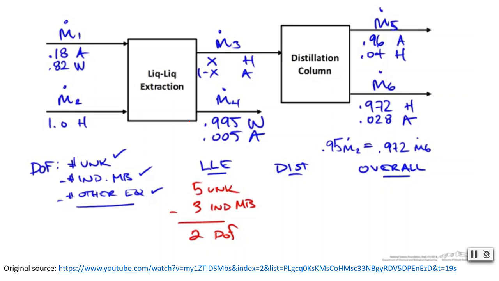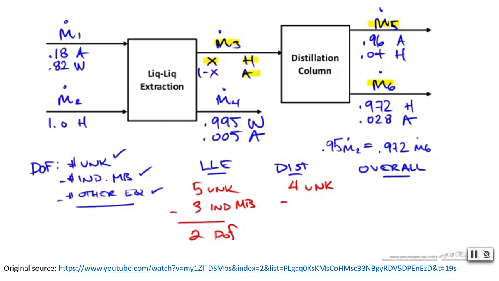Again, we need to know how many unknowns we have. So the feed to the distillation column is M3, and again we have the unknown composition variable x. We also have an unknown M5 and an unknown M6, so in this case we have 4 total unknowns. The number of independent material balances that we have is equal to the number of species. However, in this case we only have 2. We have hexanol and we have acetic acid.